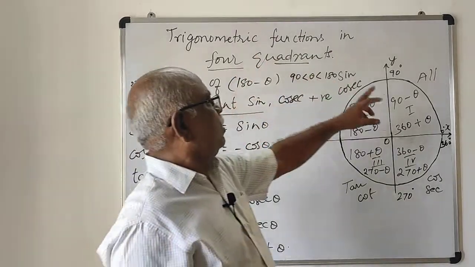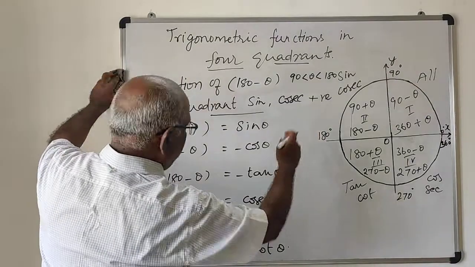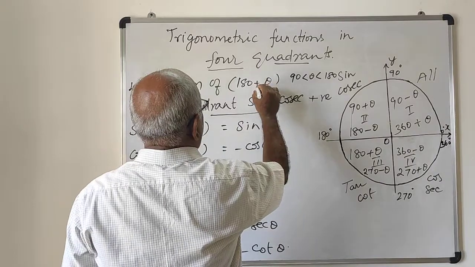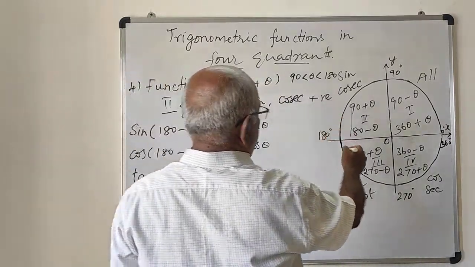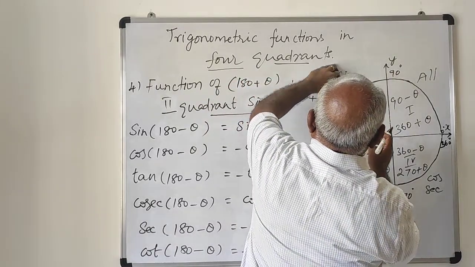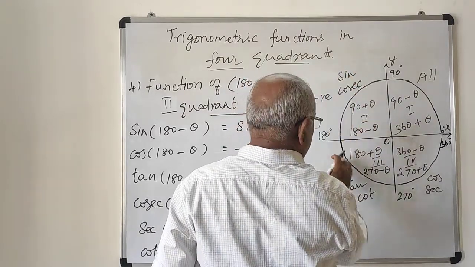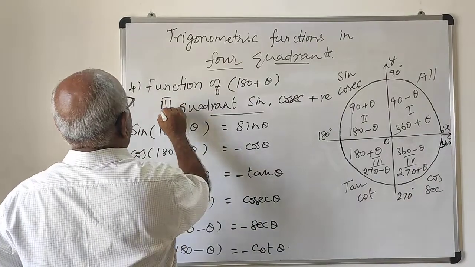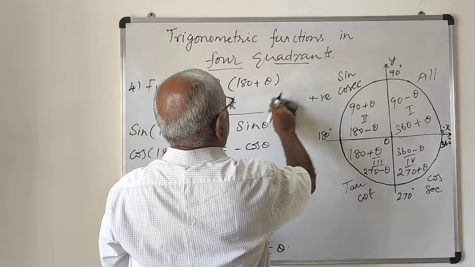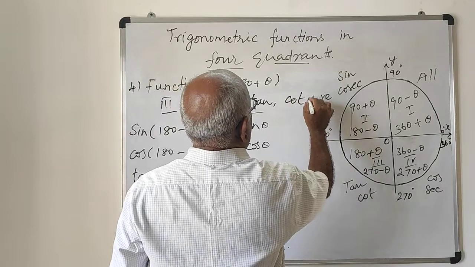So we have completed 90 minus, 90 plus and 180 minus. Next, the fourth one, 180 plus: functions of 180 plus theta. 180 plus means it lies between 180 and 270. It is in the third quadrant. Third quadrant, tan and cot are positive. In the third quadrant, tan value and cot value are positive.